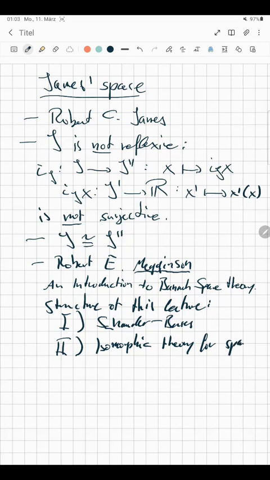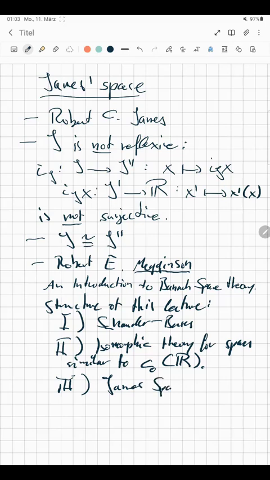So this will be the isomorphic theory for spaces similar to c_0(R). And this similarity that this theory will rely on is that the Schauder basis will be required to be shrinking and monotonic. And then finally, in the third chapter, we can finally begin studying James space by applying the previously developed theory of isomorphisms to it.